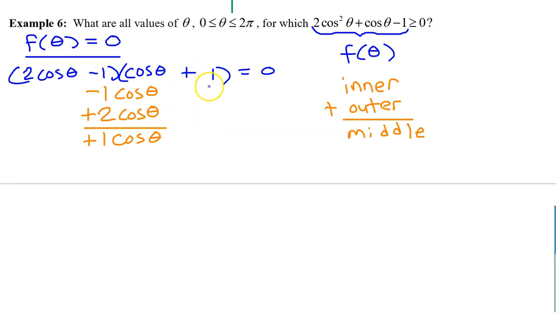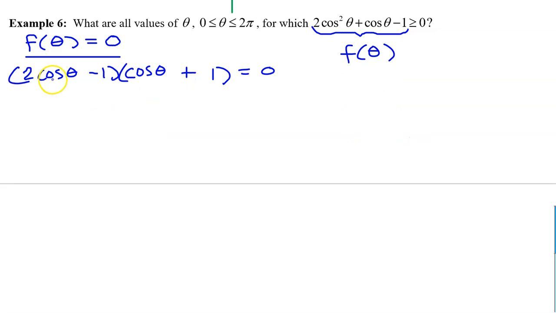Always check one last thing before you declare victory. Make sure you are getting the correct sign for the constant. In this case, negative 1 times positive 1 does equal negative 1. So we factored correctly. We can find solutions by setting each factor equal to 0 and solving.